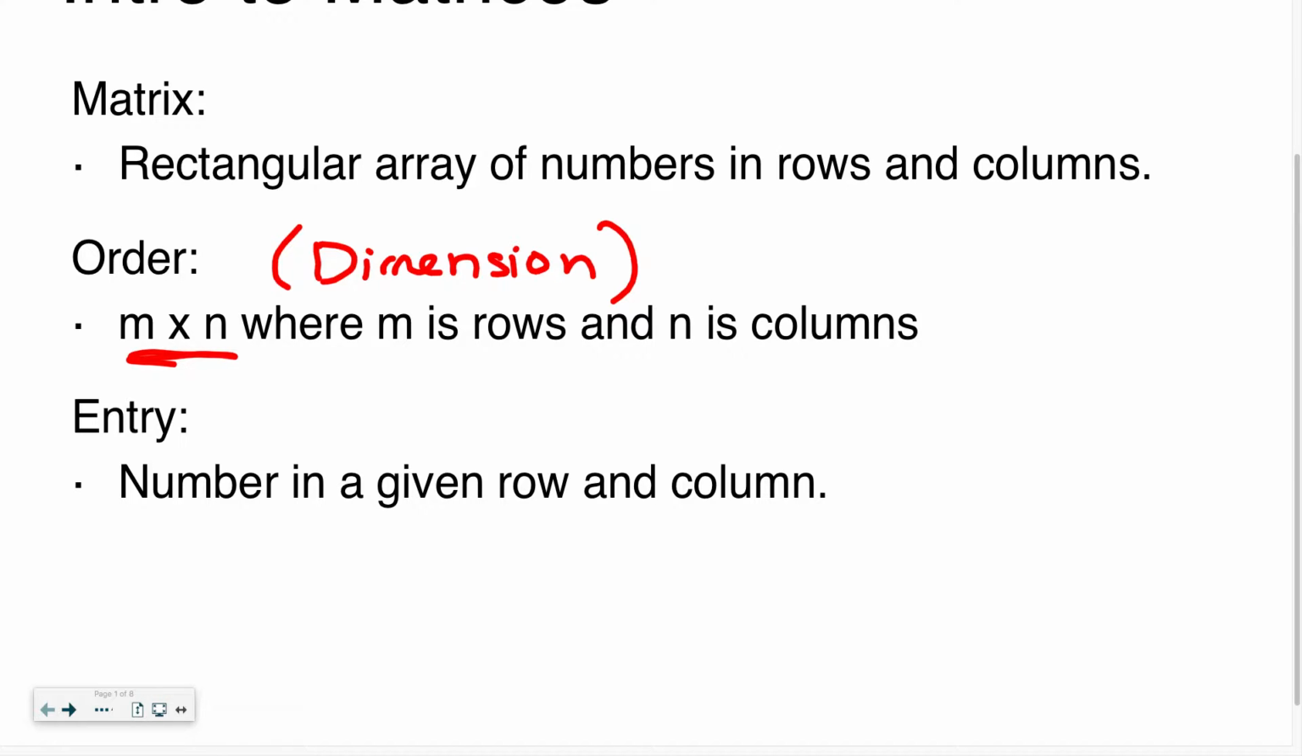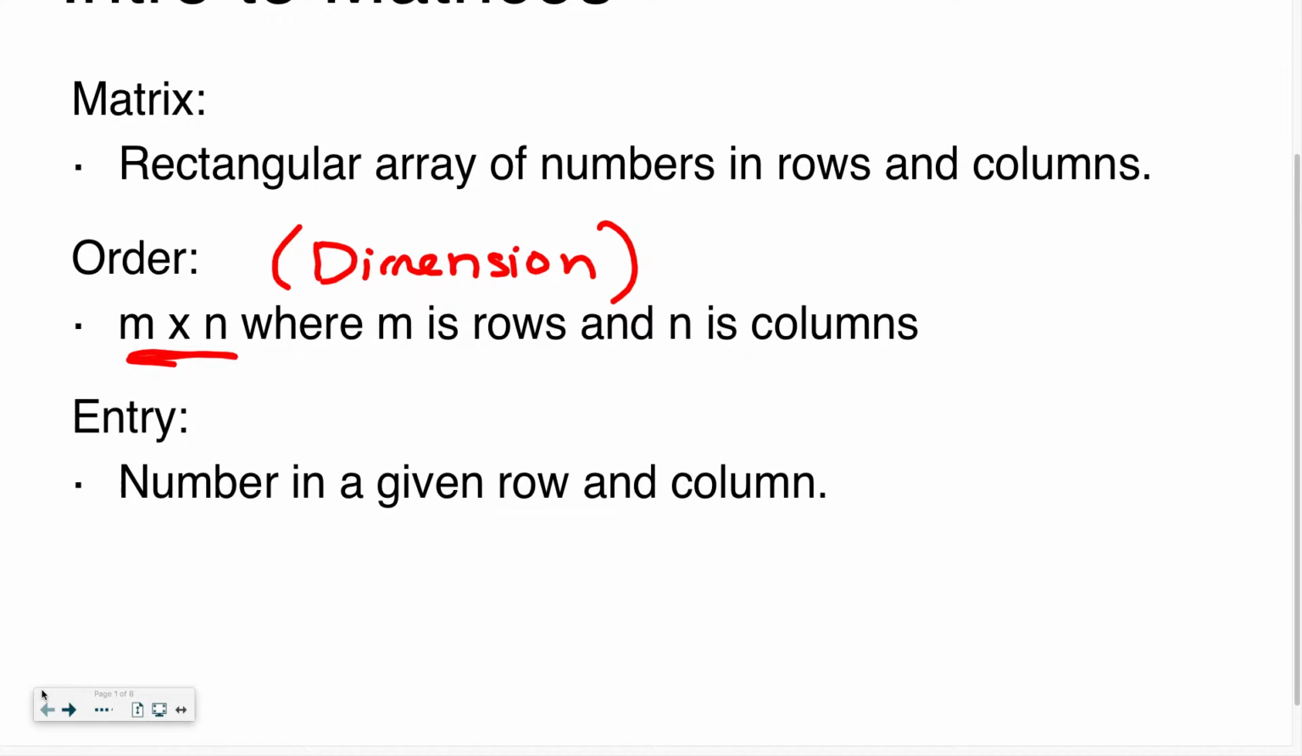And then also I'll be referring to entries in a matrix. So an entry is just a specific number in a specific row and column. So if I said, what's the entry in the second row, fourth column, everybody knows where to look and we're all looking at the same entry.